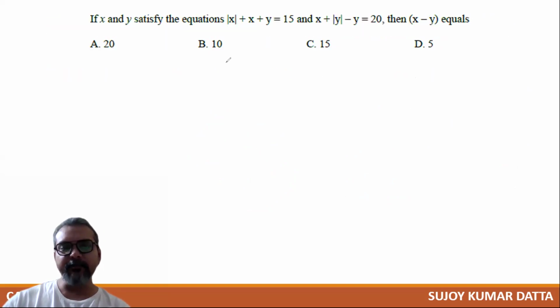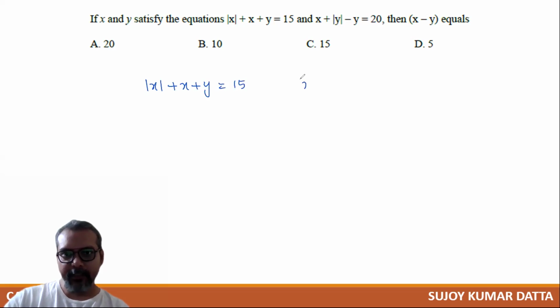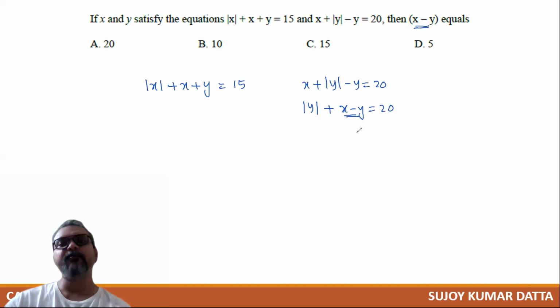So you have x and y which satisfy these two equations. So mod of x plus y is 15. And x plus mod of y minus y is 20. Let's rewrite it as mod of y plus x minus y is 20. Why? Because that kind of gives us the x minus y that we want. And then they're asking you what is the value of x minus y.